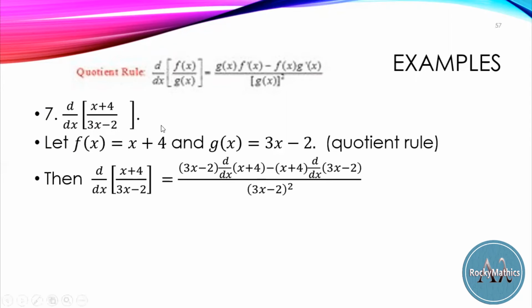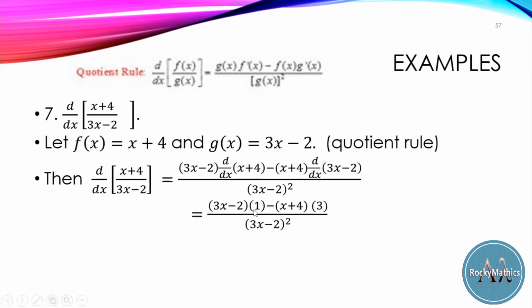By applying the formula, first you look at the denominator, 3x minus 2. Then you write 3x minus 2 and square it. Next you copy the denominator, and this will be put in the numerator, times the derivative of the numerator. The numerator is x plus 4. So minus x plus 4, which is actually the numerator, times the derivative of the denominator. By following the formula, we come up with this expression.